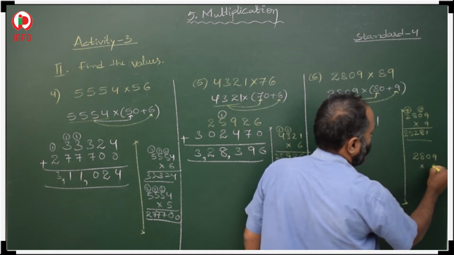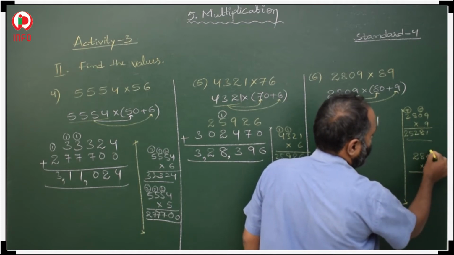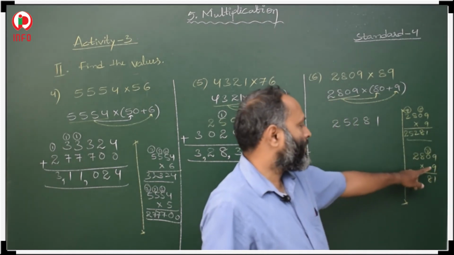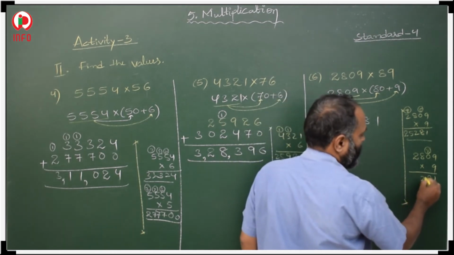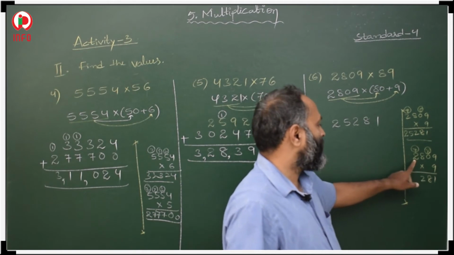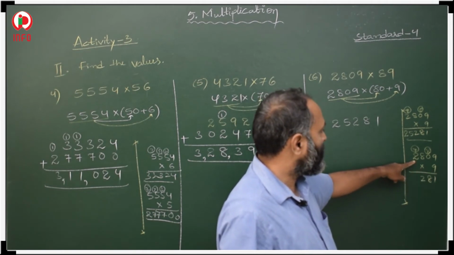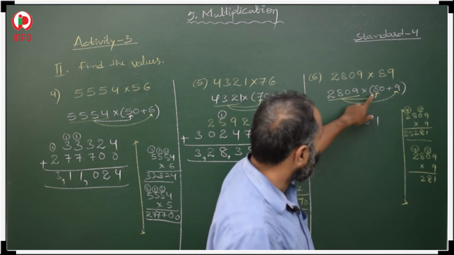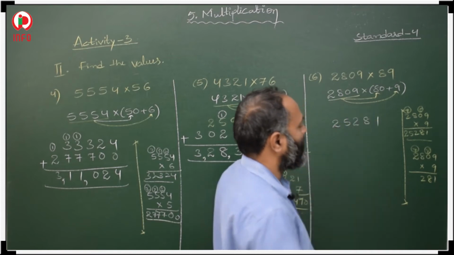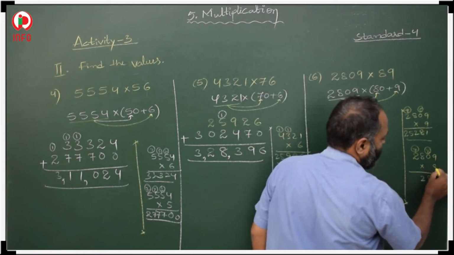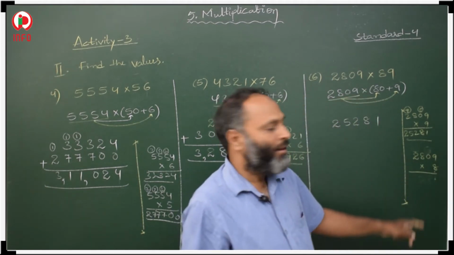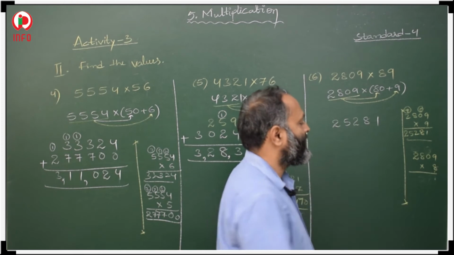Next, now you multiply 2,809 with 8. 9 9s are 81 and 8 here. 9 0s are 0. 0 plus 8, 8. 9 8s are 72. Here we have to multiply with 8. No, here 8 is there, not with 9. 2,809 with 8. Take here 8.